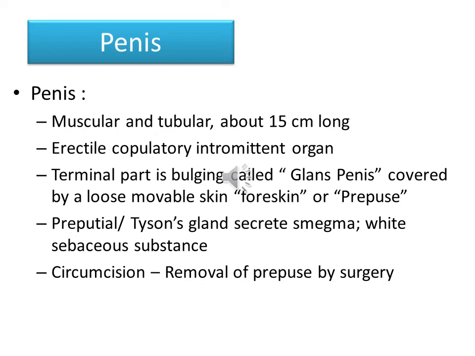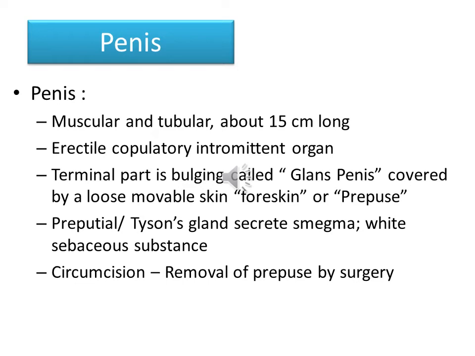If you have the diagram in front of you, just see that diagram. The terminal part of penis is bulging, slightly swollen. It is known as glans penis. It is covered by a loose movable skin or folds of skin, known as foreskin or prepuce. This foreskin or prepuce has special glands. These glands are known as preputial glands or Tyson's glands. They secrete a kind of sebaceous substance that is known as smegma.